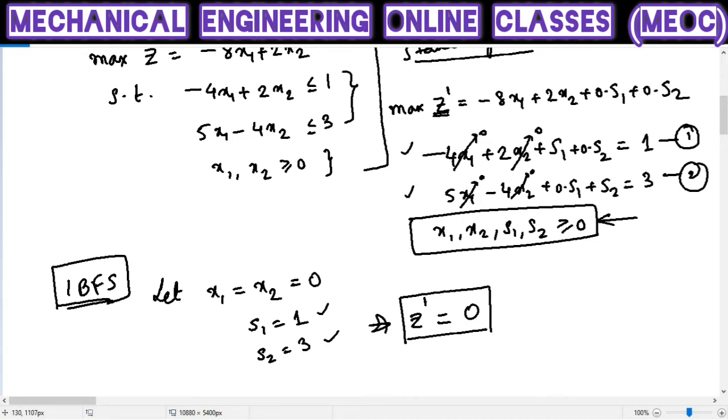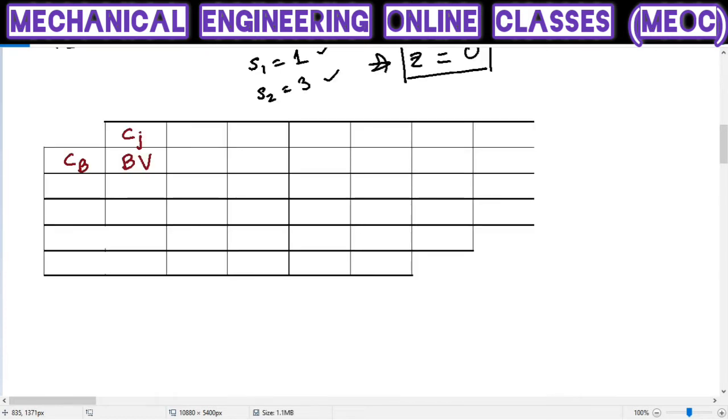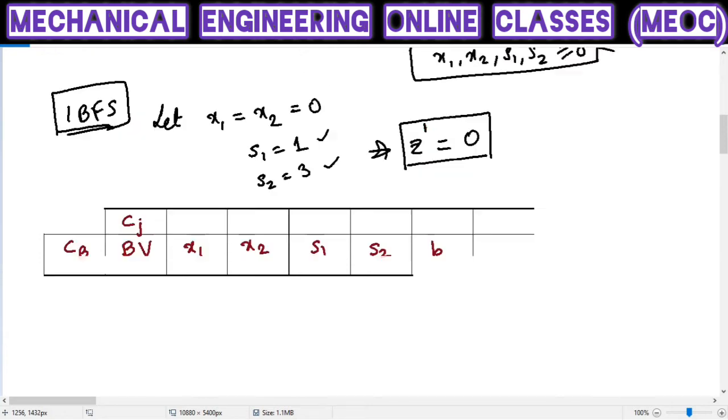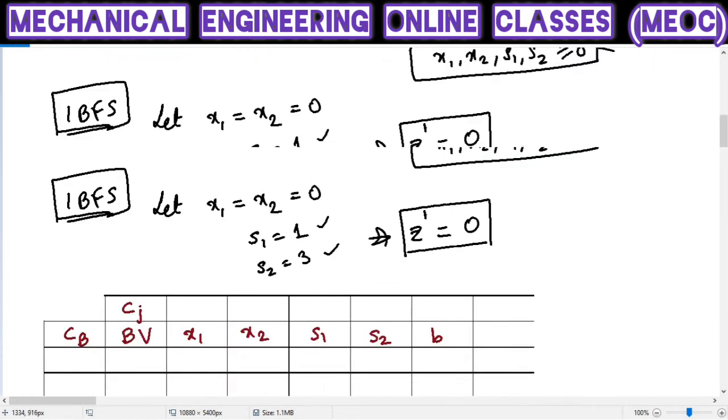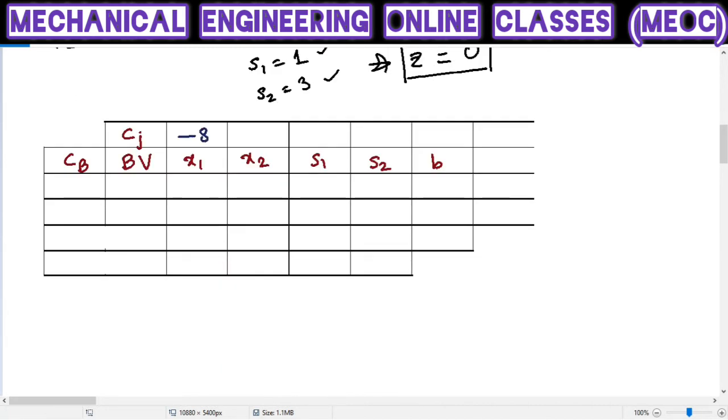So our table 1 can now be ready. So we'll write Cj, Cb is the coefficient of basic variable in Z, Bb is the basic variable. Then let us take down all the variables that are there. Cj means the coefficients of x1, x2, s1, s2 in Z, which is nothing but minus 8, 2, 0, 0. So let us note them down here.